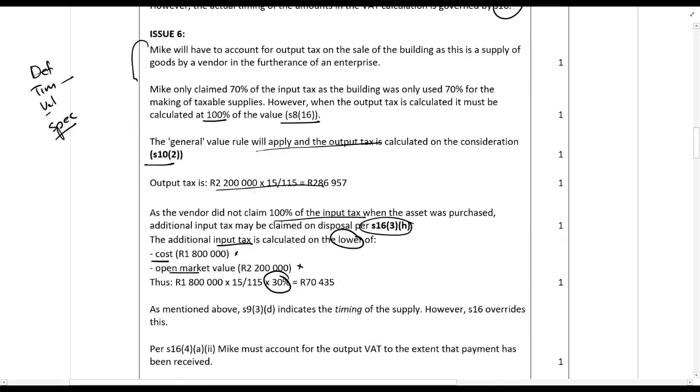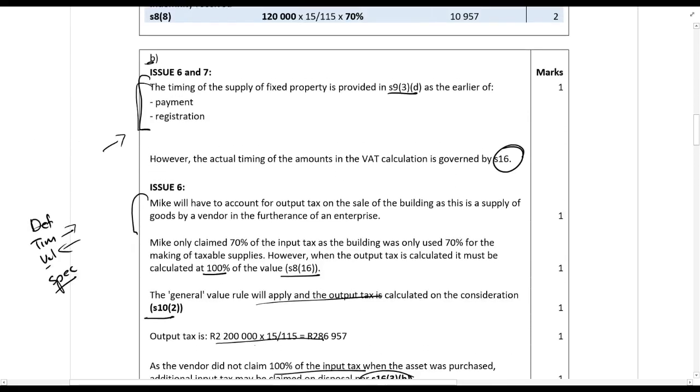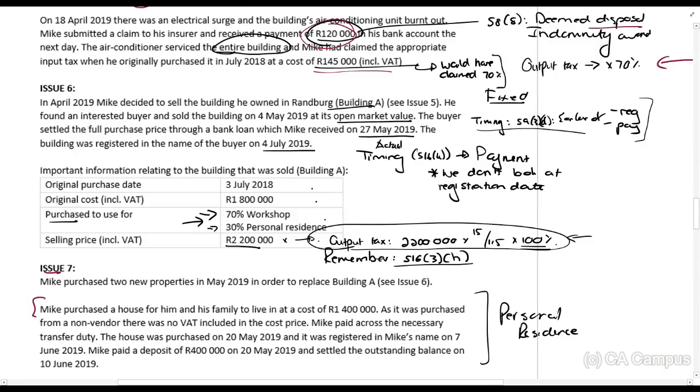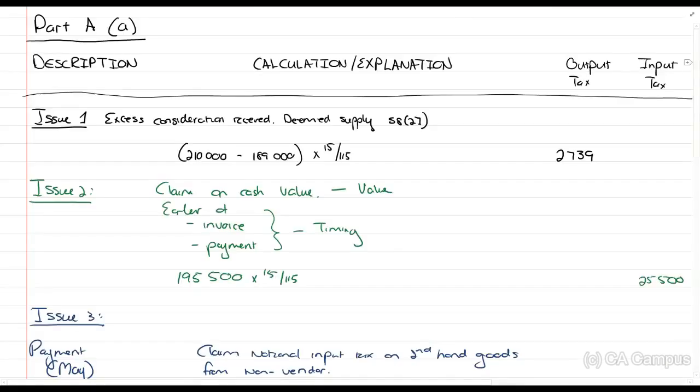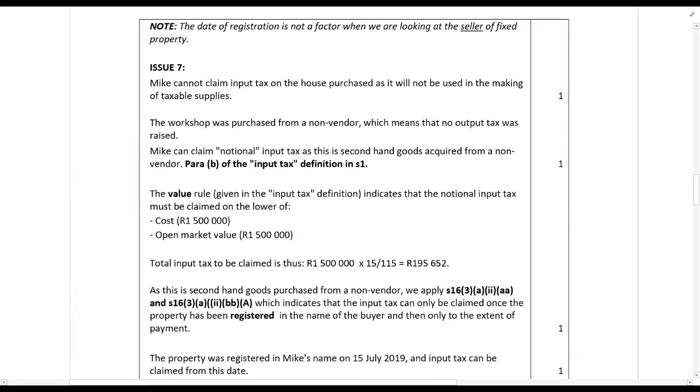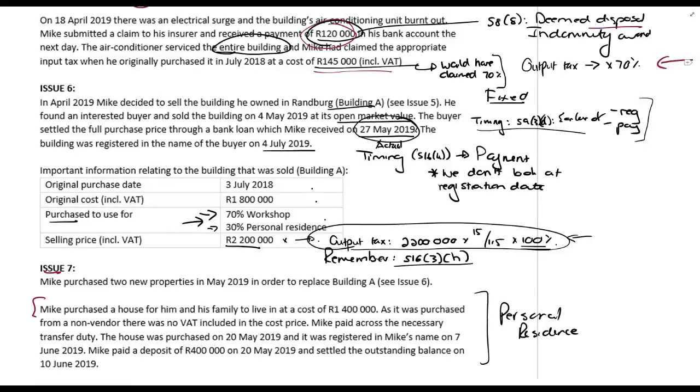When do we need to account for it? That was the value, or the timing in the value rule. The timing rule says earlier of payment or registration, but there's a special timing rule in section 16, which says in section 16.4, you must account for it to the extent that payment has been received. So, if you go back to the question, the full amount was received on the 27th of May. You look at when the amount was received by the seller. So because the full amount was received, that's when we account for output tax. It was in May, and that is in the June VAT return.